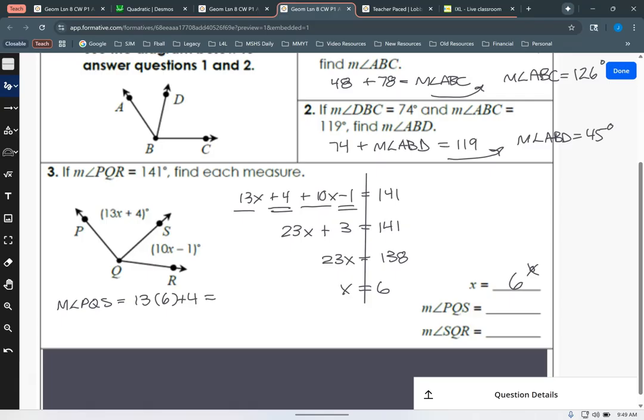So I do 13 times 6. So 10 times 6 is 60. 3 times 6 is 18. 60 plus 18 is 78. Plus 4 is 82 degrees. Very good. 82 degrees. Now, this brings me to another point. You'll notice that when I'm doing my math, I don't write the degree markers in because it just gets a little sloppy.